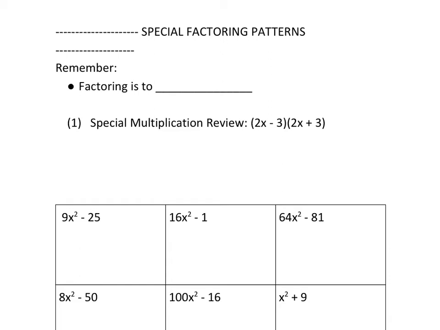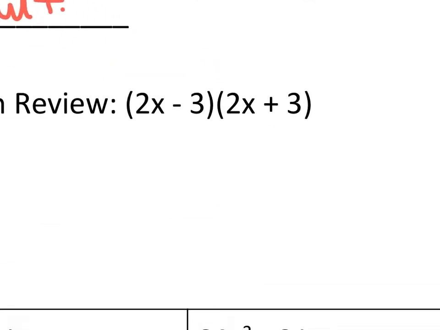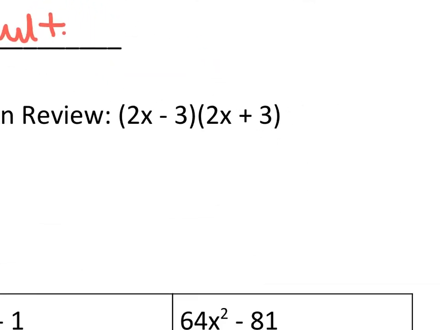Okay, so here's our last part of factoring that we're going to talk about, a basic part of factoring that you need to know. Remember that factoring is just undistributing or unmultiplying. So if we're talking about special multiplication review, this is an example of multiplying conjugates. Remember that a conjugate is when these two factors look exactly the same except that they have opposite signs. Notice one is addition and one is subtraction.